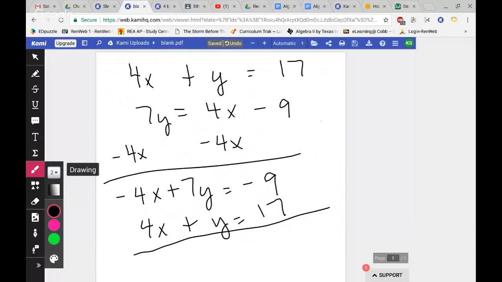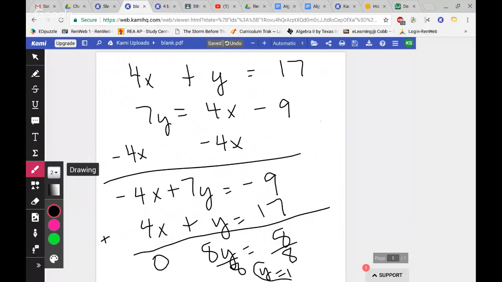So now I know I can add both of the linear equations in order to eliminate one of the two variables, because I have opposite coefficients on that x. So I'm going to add the top one and the bottom one. Negative 4x plus a positive 4x is a 0, just what I was going after. And then a 7y plus y is an 8y equals, and then a negative 9 plus 17 is going to give me a positive 8. I'm going to divide both sides by 8, and that's going to leave me with y equals 1.